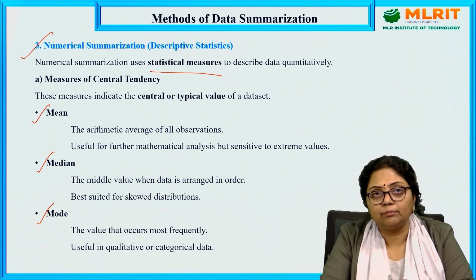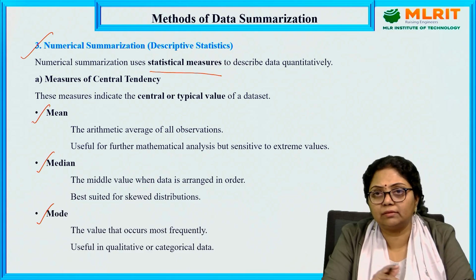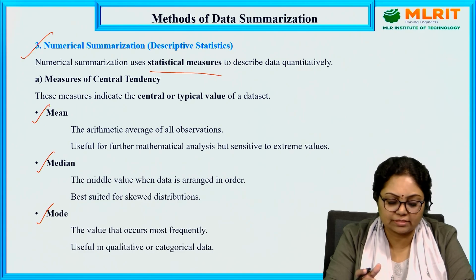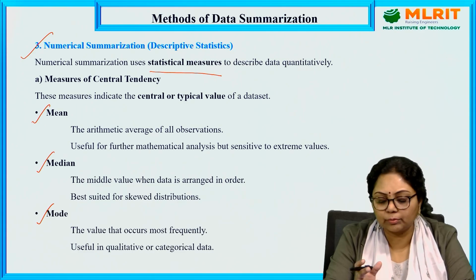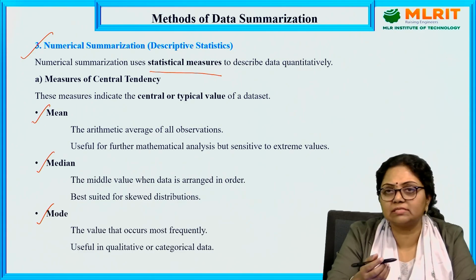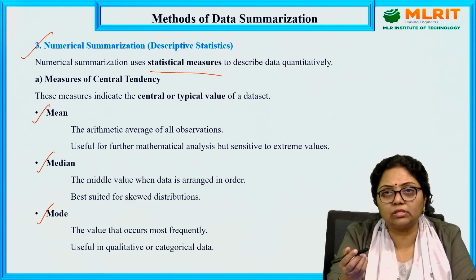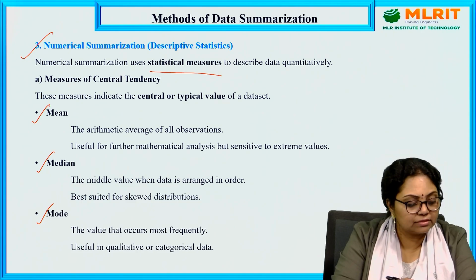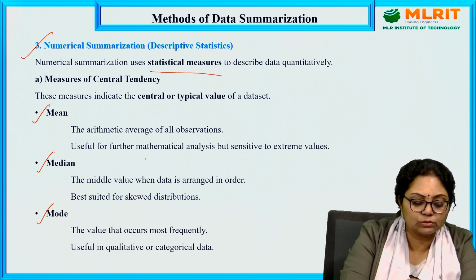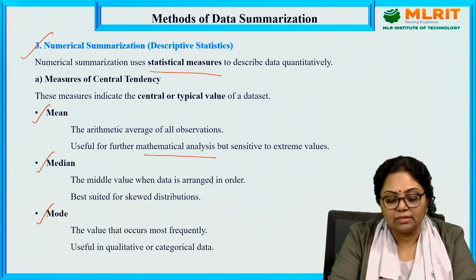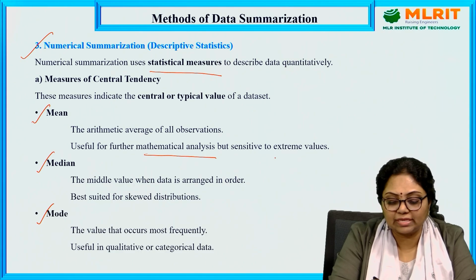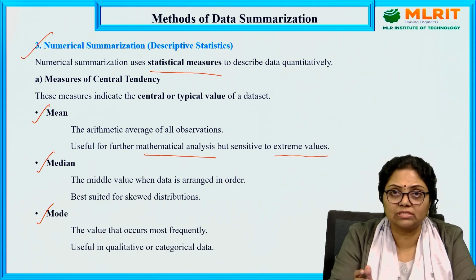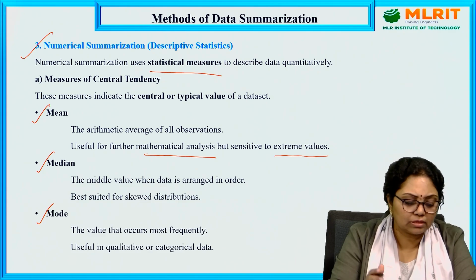Now, mean is simply the arithmetic average of all the points in the data set. So, simply we can say it is the average of all the observations taken in the data set. In what way is this mean useful? This mean is useful for mathematical analysis, and also it is sensitive to extreme values. We can also know the highest and lowest, and based on that, we can find out the average.